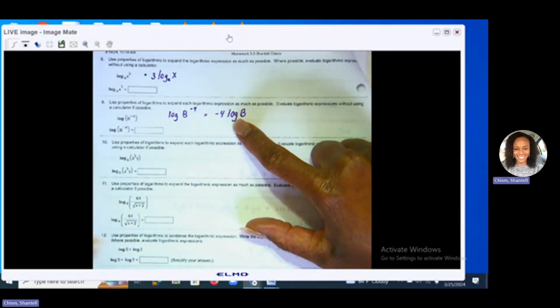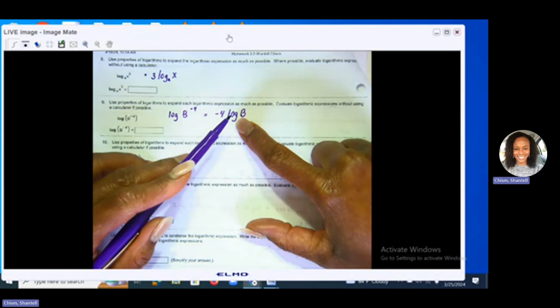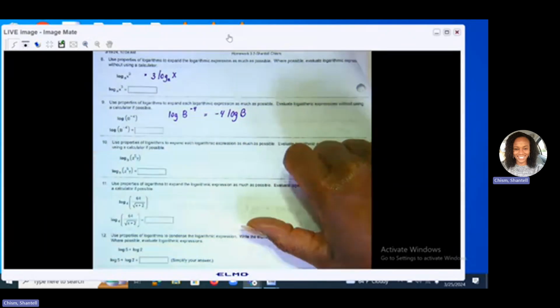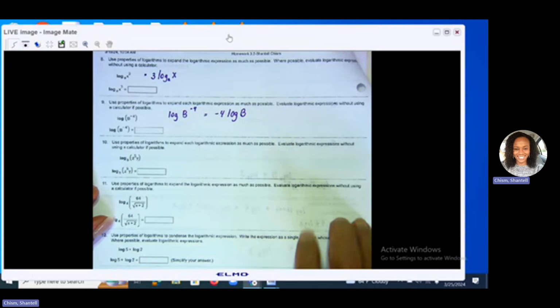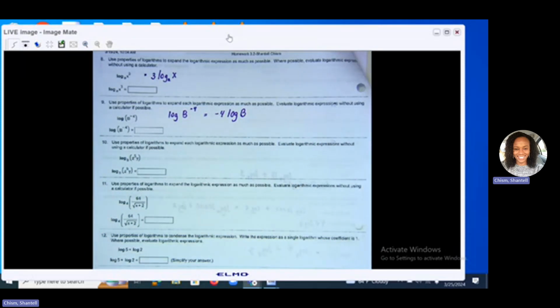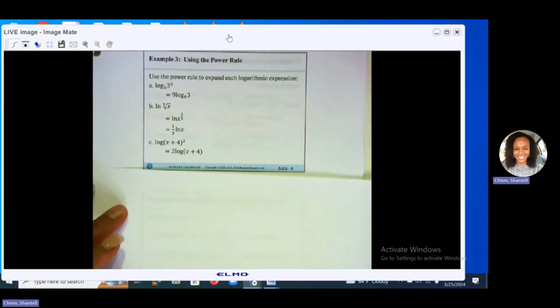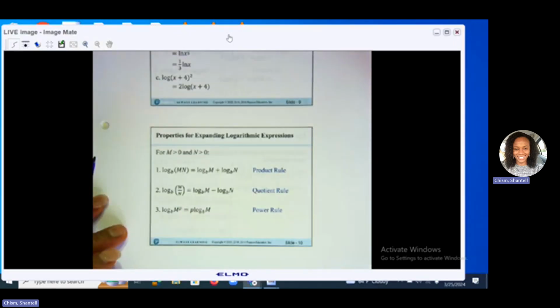But understand that I do not see an index, a base. It's understood to be a common log, base 10. Okay? Now, here we go. Number 10 is where we're going to start applying several of the properties together. So let's just summarize here before we jump on to number 10 and 11.